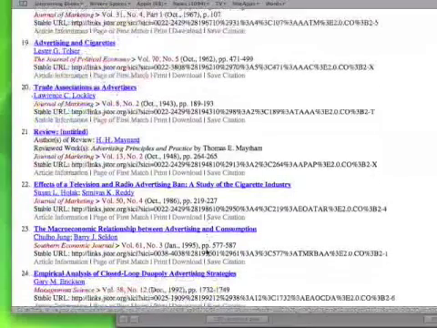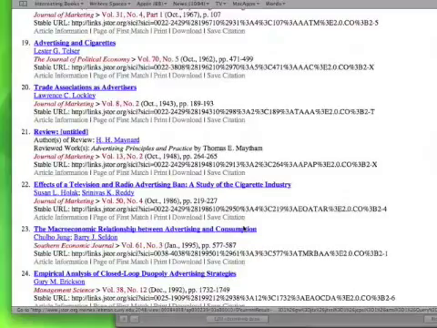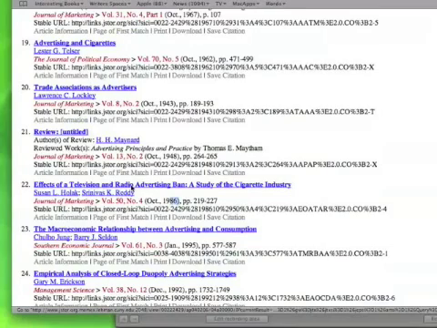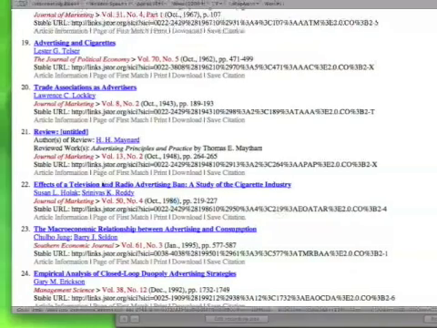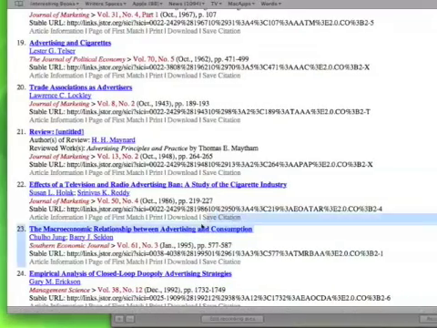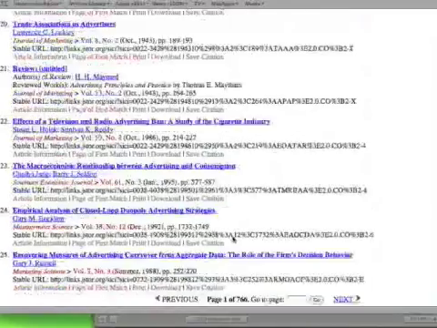So, this one's 86. This might be interesting, the effects of a television radio advertising ban, study of the cigarette industry as a way of talking about what happens afterwards, but it'd be a horrible article. What you do is you really need to open it up and look at it. This one might be a good article, the macroeconomic relationship between advertising and consumption. Consumption might be a word that we want to pay attention to.